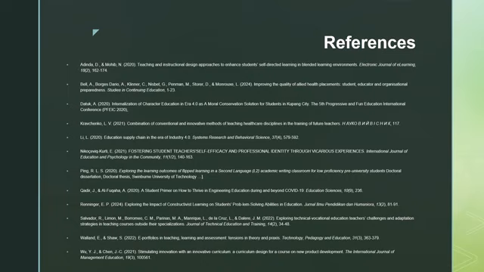The reference slide lists the academic sources and research studies cited throughout the presentation.